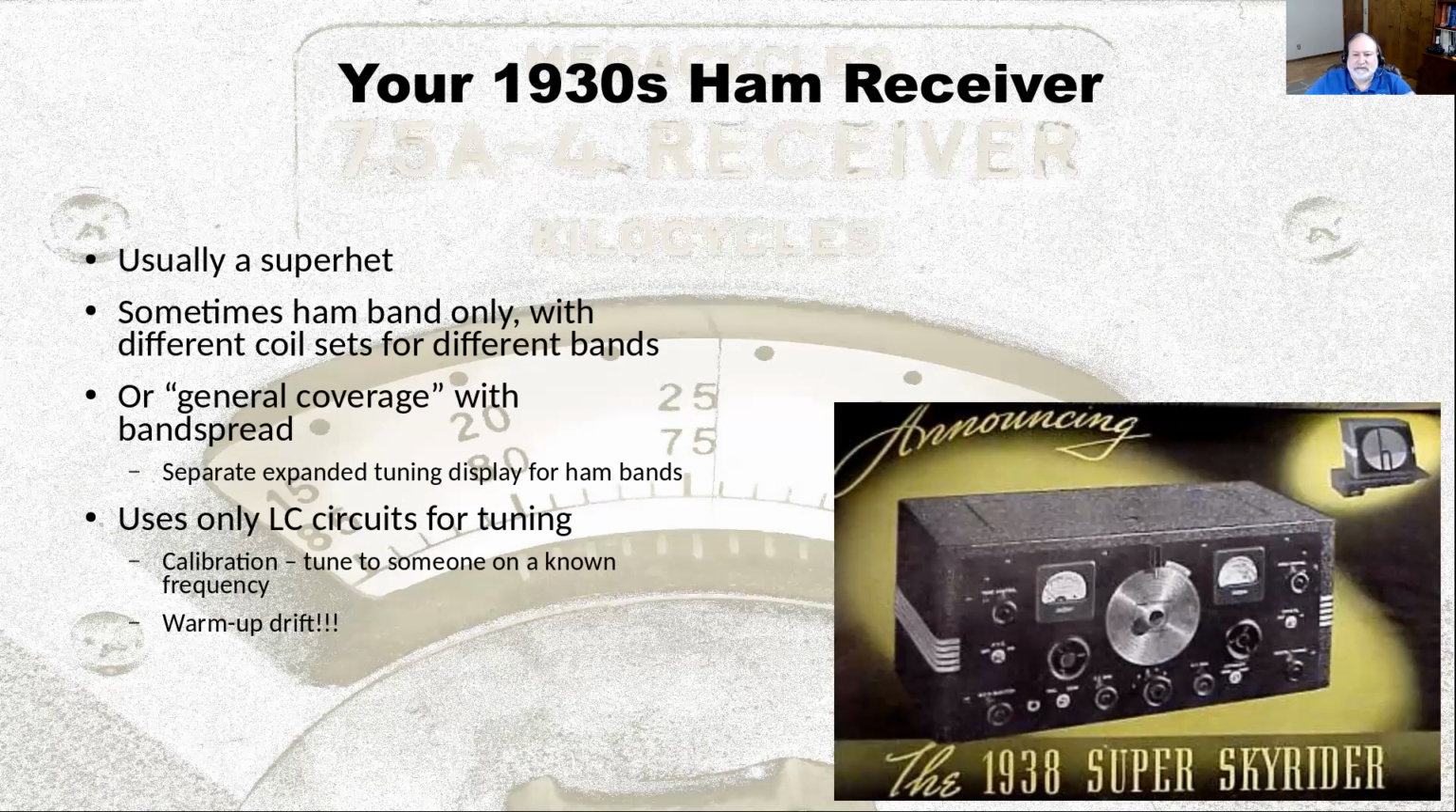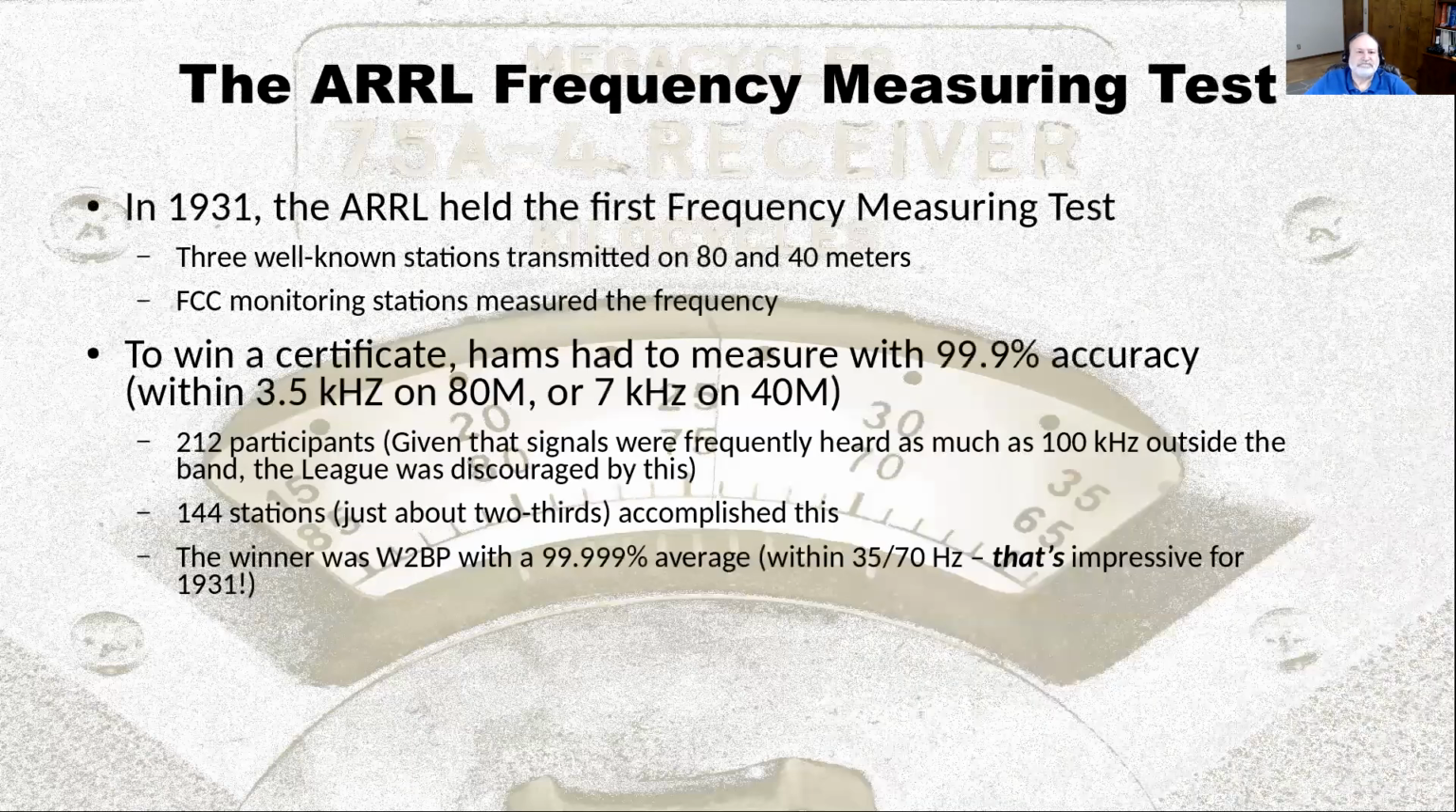You had to calibrate them, usually by tuning in someone on a known frequency, and they did drift as they warmed up. You had to chase a signal up and down the band if either the receiver or the transmitter were first warming up, and it might have taken a half hour or an hour to fully stabilize.